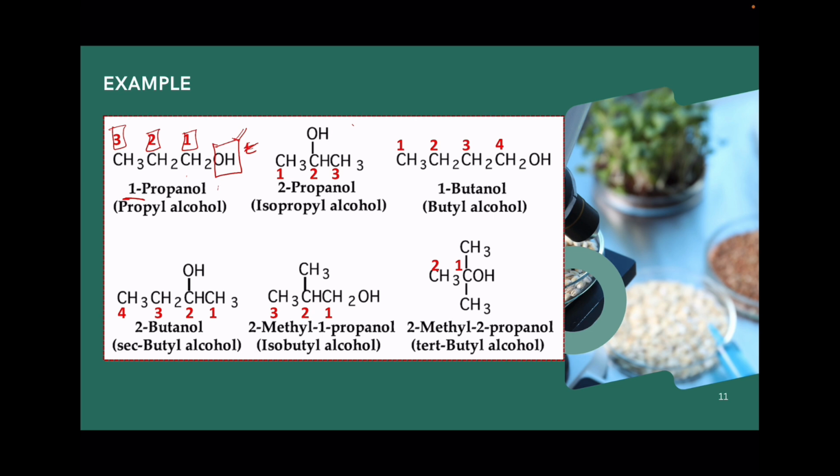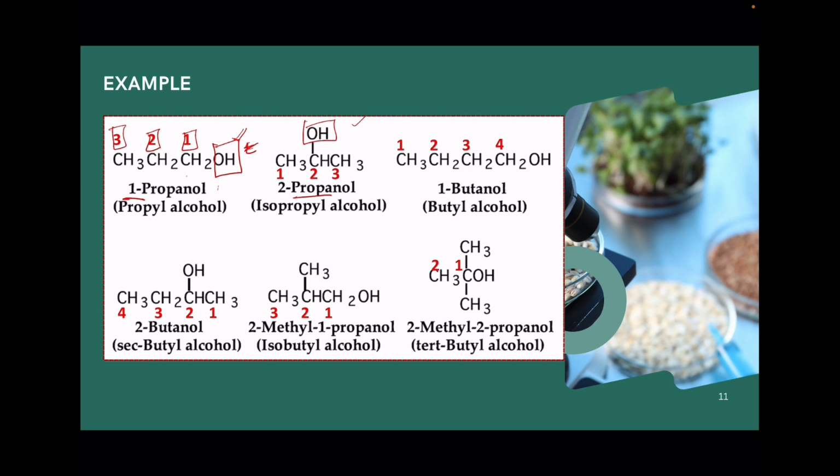Same as the second compound. Since the OH is attached to the second carbon, in the middle of the straight chain, you can start either from left or right. So since the OH is attached to the second carbon, we can name it as 2-propanol, which is a compound containing 3 carbons in a straight chain. For the third compound, you can name it as 1-butanol.